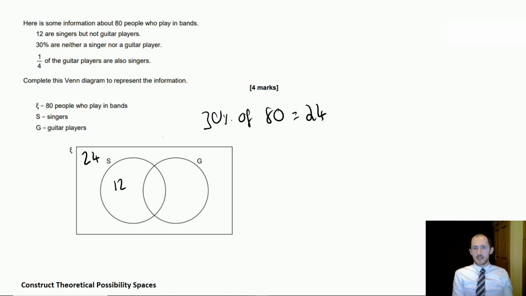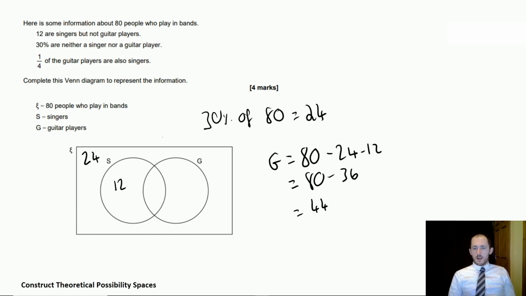So at the moment we've got 36 out of 80 people, that's good. And then it says a quarter of the guitar players are also singers. So you might think, okay, that's a bit weird. Why are they telling me that? Well, the number of guitar players is just going to equal 80 minus 24 minus 12, right? Now let's think about why that works. Actually, first we'll work it out. So 80 minus 36 was 44. Now why does that work? Well, if they aren't singers, right, and they aren't nothing, they have to play the guitar.